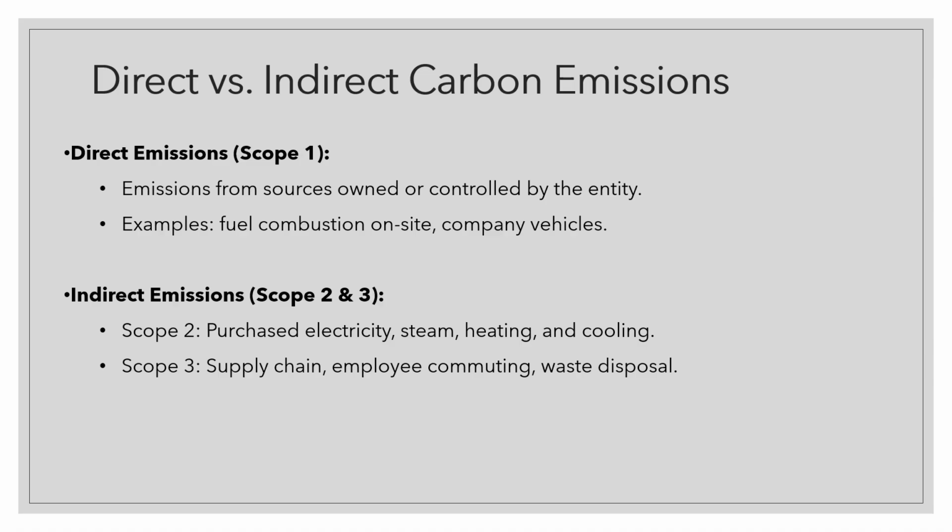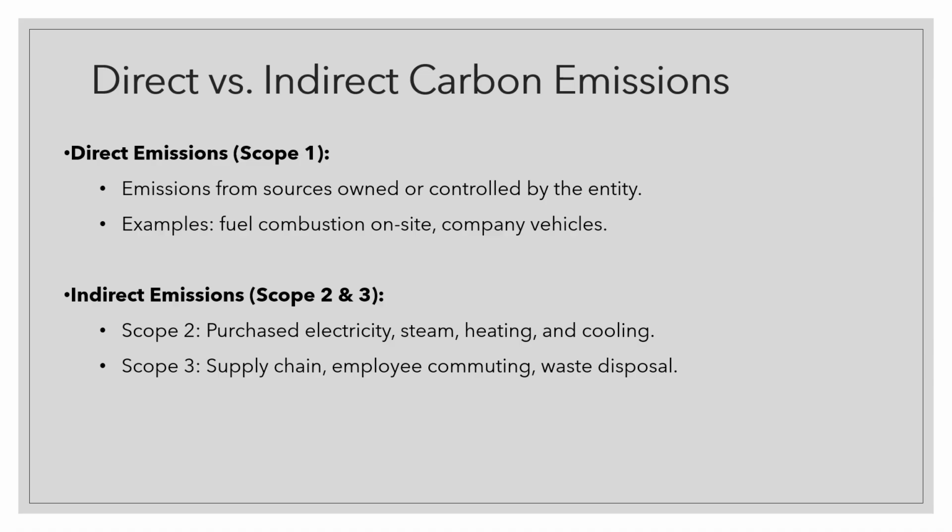Indirect emission is scope 2 and 3. What is scope 2? Purchased electricity, steam, heating and cooling systems. When you are using electricity, carbon dioxide is not released, but for the production of this electricity, the thermal power plant emits a lot of carbon dioxide. The end user is you, so it comes under indirect emission by you. The thermal power plant emits directly, but you are the cause for that emission. So it is indirect emission, and that comes under scope 2.